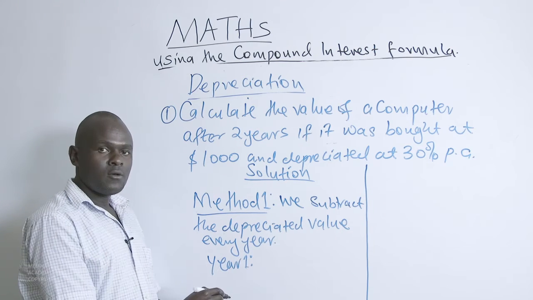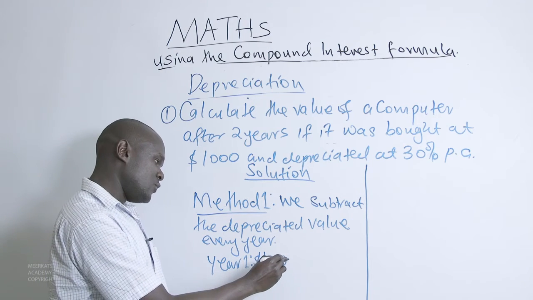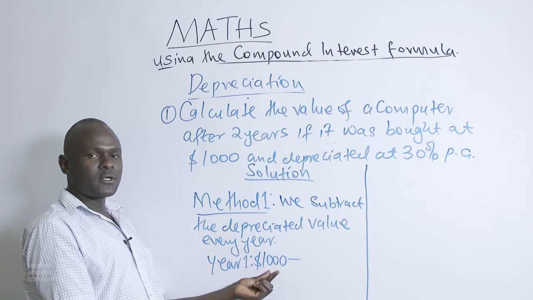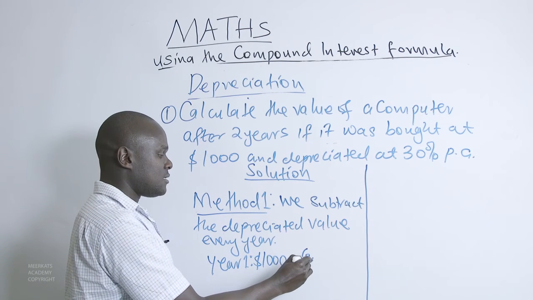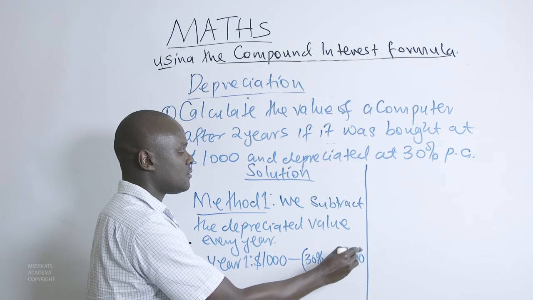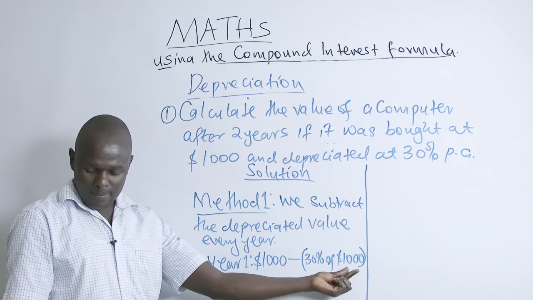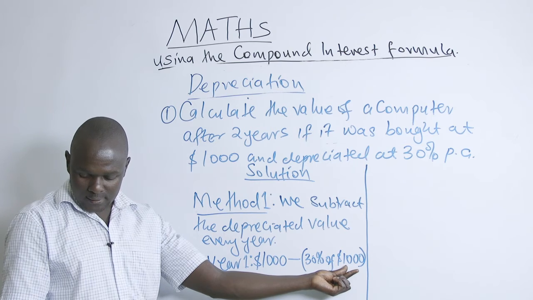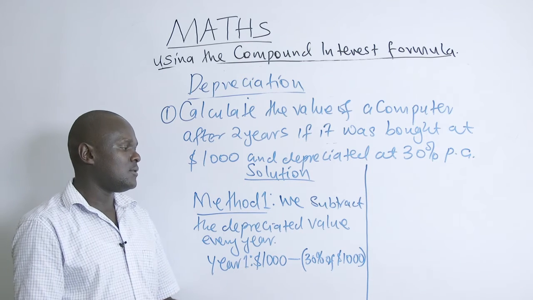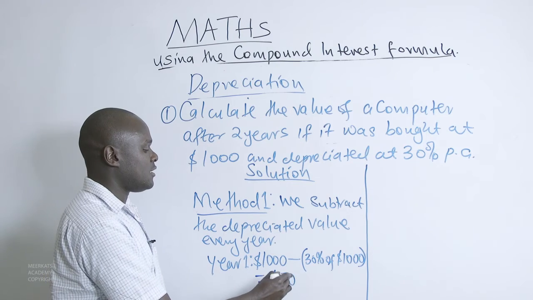Year 1, the computer's value was $1,000, but then we subtract the depreciated value, which is 30% of the buying price, 30% of the $1,000. We subtract that. What do we get? You first calculate 30% of 1,000, and 30% of 1,000 is exactly 300. So 1,000 minus 300 will give us 700.